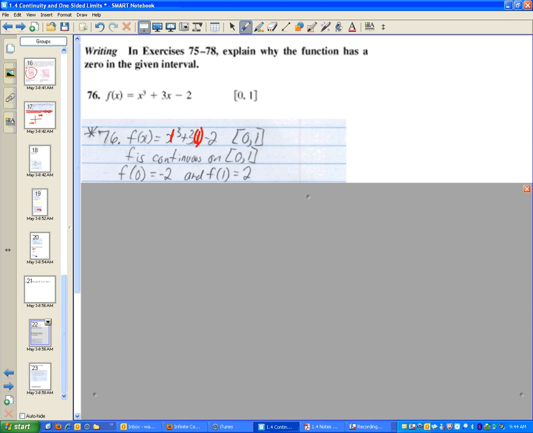The intermediate value theorem guarantees that for every y coordinate between -2 and 2, there's at least one place it's on the graph. Okay? That's what the intermediate value theorem guarantees, that for every y coordinate between -2 and 2, there's at least one place that y coordinate's on the graph.